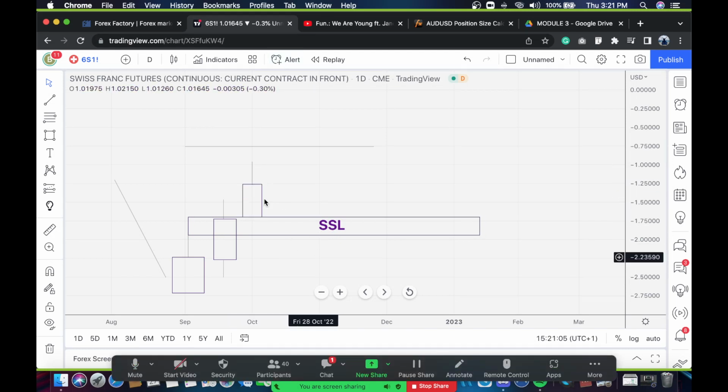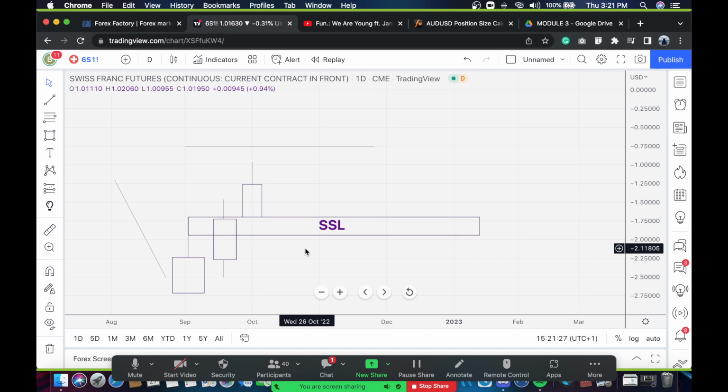The first type of liquidity is called internal liquidity. The second type of liquidity is called external liquidity. Now, let me tell you the way the algo prices the market. The algo, and I've said this a couple of times before, I'm sure you guys remember this, prices the market from external liquidity into internal liquidity and from internal liquidity into external liquidity. Let me explain real quick.